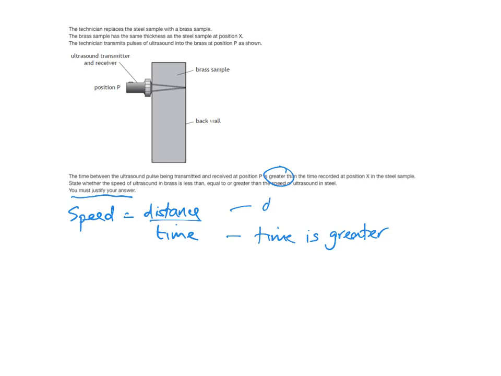And we're told that the distance is the same, and this is a point of justification that a lot of people missed out. So if you did that calculation dividing the same distance by a bigger time, you would get a smaller answer. But you don't get the second mark for simply saying the speed is smaller because the time is greater. You need to at least show the idea of the same distance. Okay, so you'll see that in the marking scheme as well.